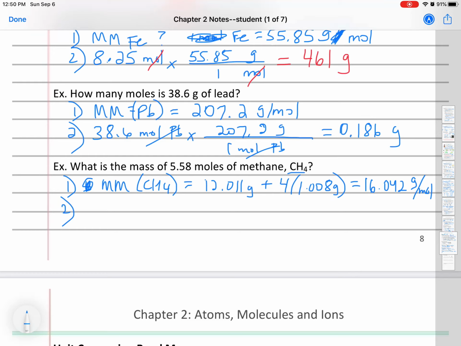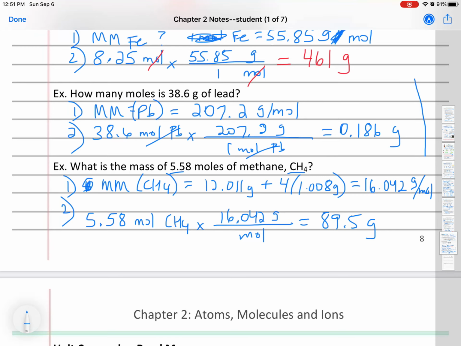So now we can do this problem. We have 5.58 moles of methane, and we multiply it by the molar mass, 16.042 grams per mole, equals 89.5 grams. Because I had 3 sig figs in my given, I need to have 3 sig figs in my answer. So I rounded it to 3 sig figs.